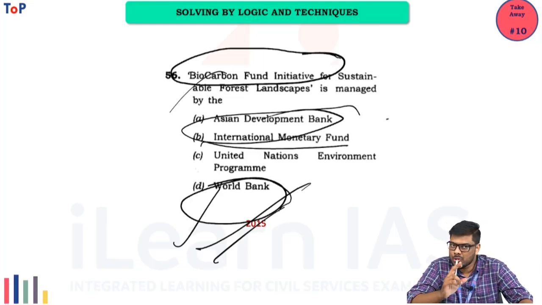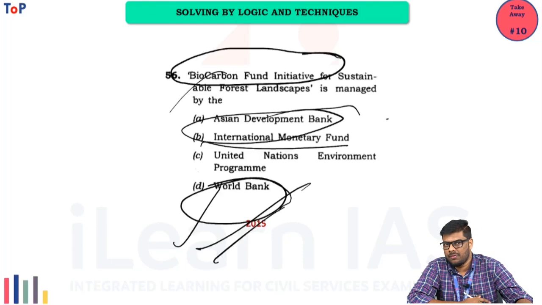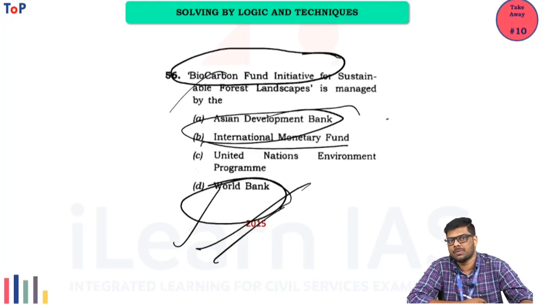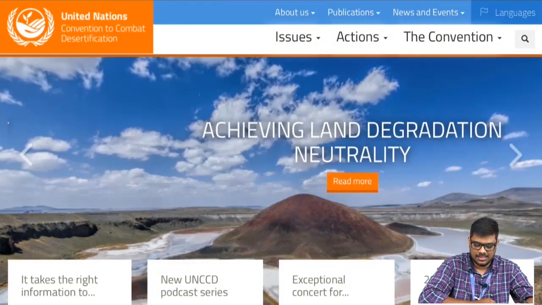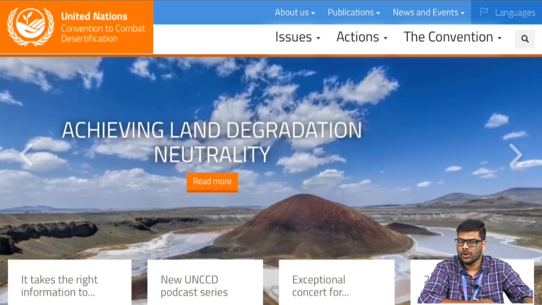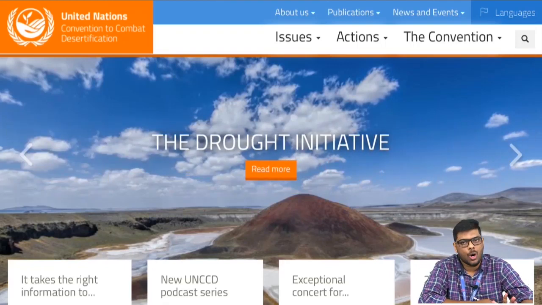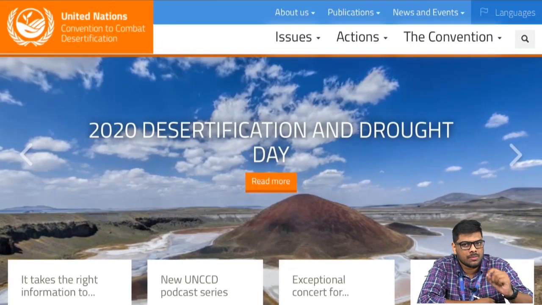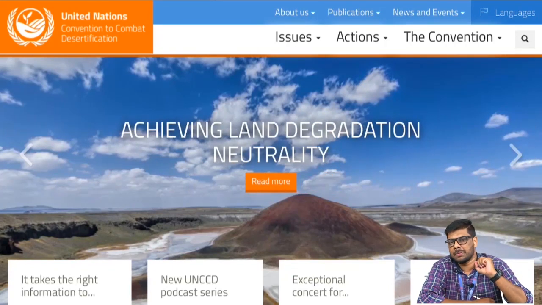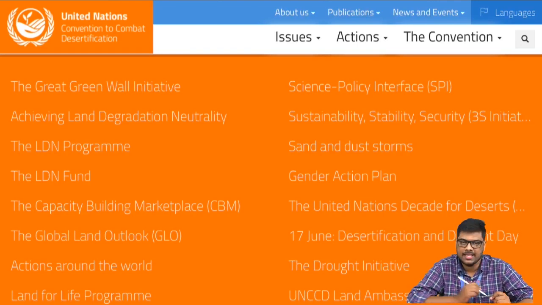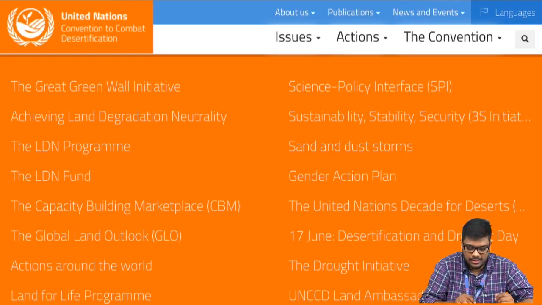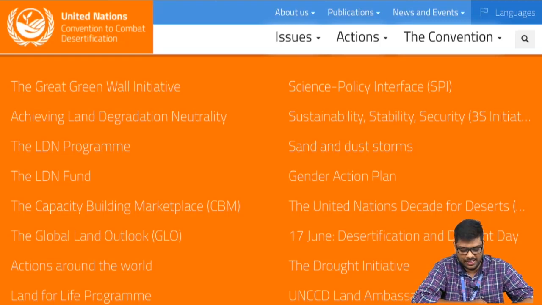And let me show you some websites which are used by UPSC to pick up topics for questions. So these are the websites. See, this is UNCCD's homepage. How can UPSC pick a topic for a specific question? See this Action tab. The Great Green Wall Initiative, which is a current affair.